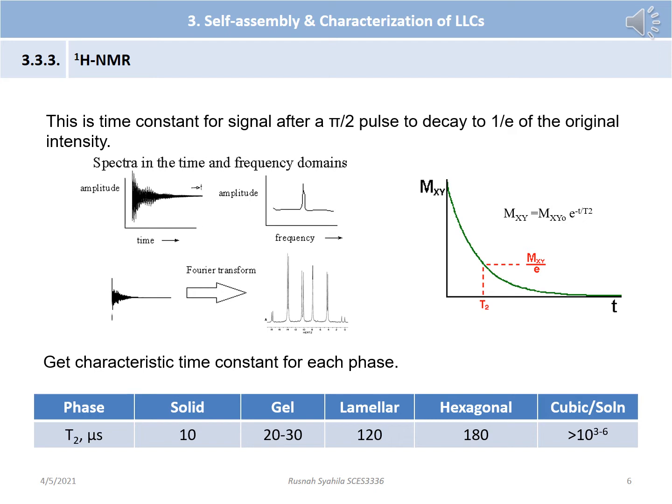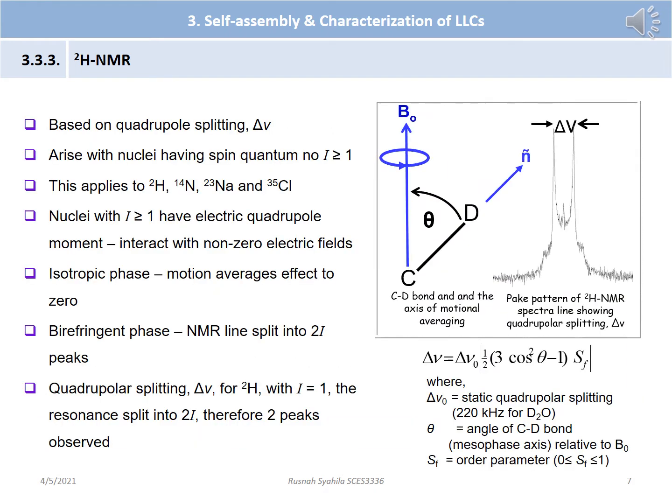Thus T2 is the time required for the transverse magnetization to fall to approximately 37%, 1/e, of its initial value. Synonyms for T2 relaxation are transverse relaxation and spin-spin relaxation. The time T2, in units of microseconds, in the related phase is provided on the slide. For deuterium NMR, the phase identification is based on quadrupole splitting.